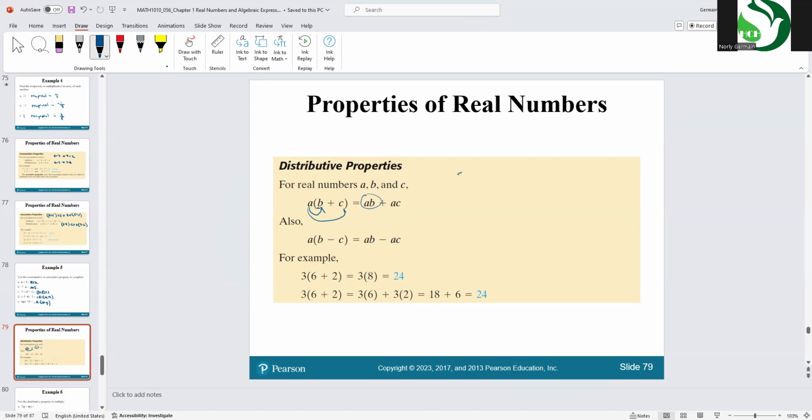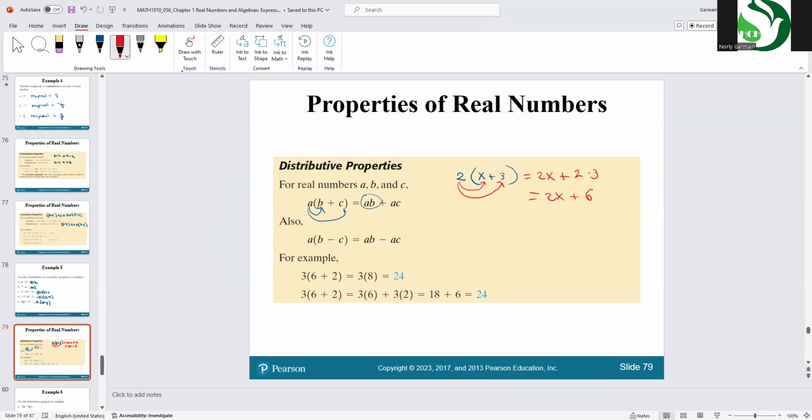For example, if I have 2 times x plus 3, the first thing to do is to distribute the 2 with each number inside. So 2 times x gives us 2x, and there's a plus sign in the middle, and we do 2 times 3, so the answer would be 2x plus 6. The distributive property is something we're going to use all the time.